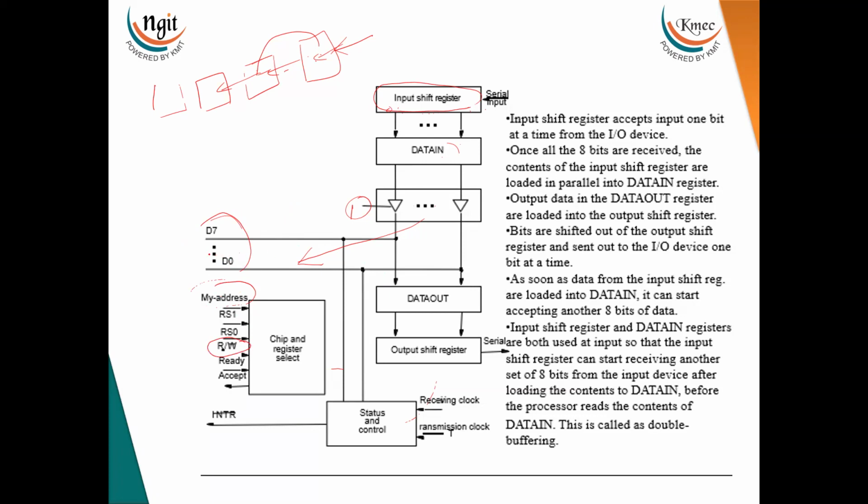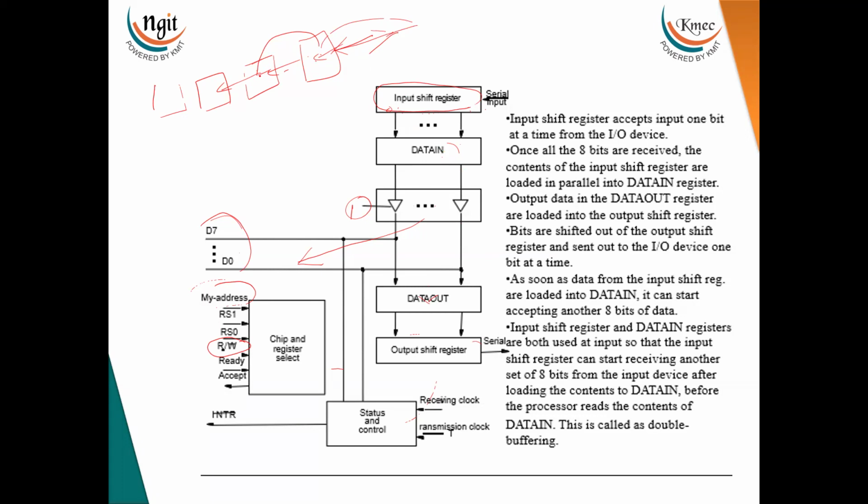And after that, whatever data is available is loaded into this data out register. Now this data out register's data is again placed into the output shift register. Now from this output shift register, if these flip-flops are connected together and the output is taken only from the last flip-flop, then first the data will come out of this flip-flop.